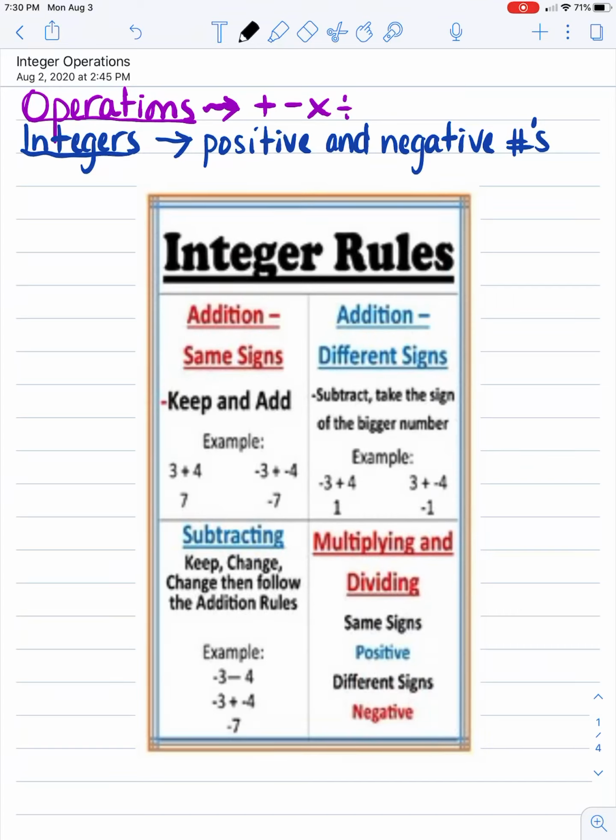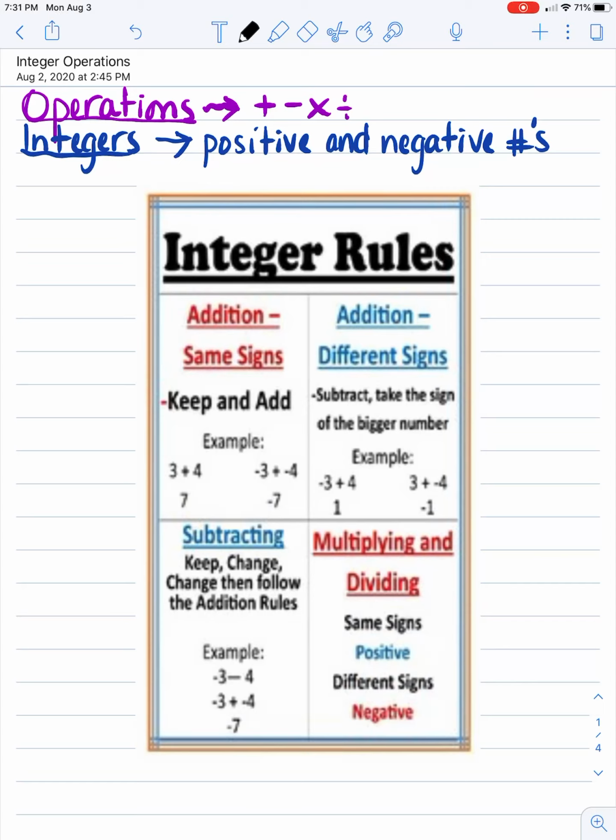Hey guys, today we're going to talk about how to perform operations with integers. Just as a quick reminder, we have four operations: addition, subtraction, multiplication, and division, and integers are simply positive and negative whole numbers. So right now I'd like for you to pause the video and copy the anchor chart into your notebook.